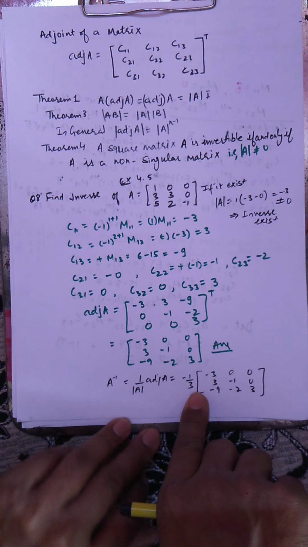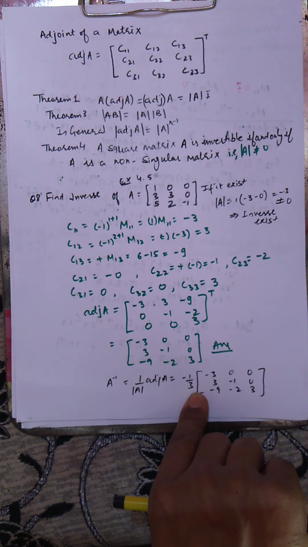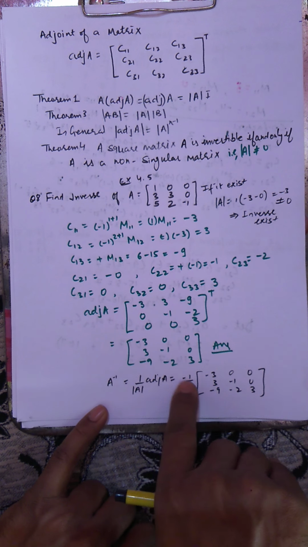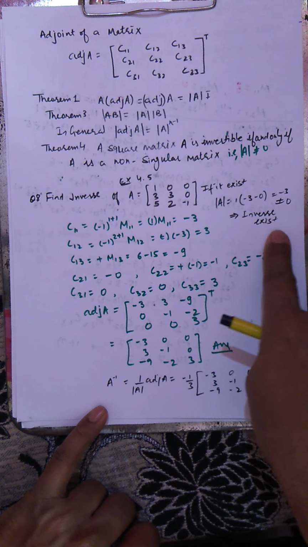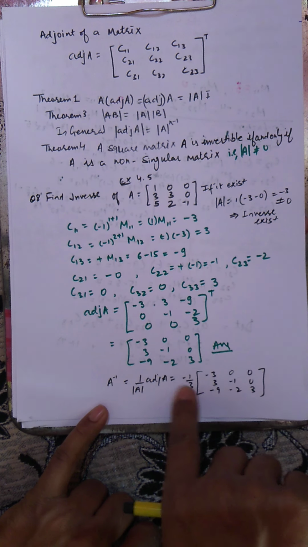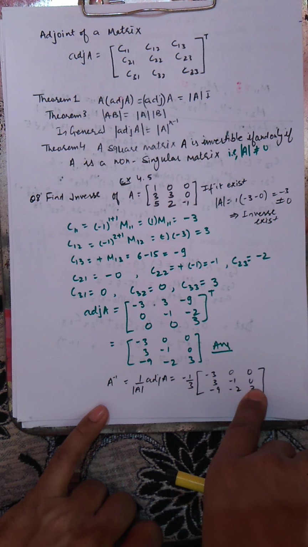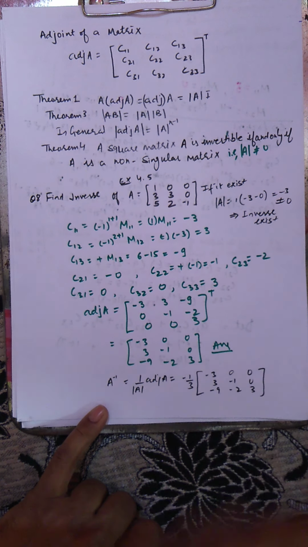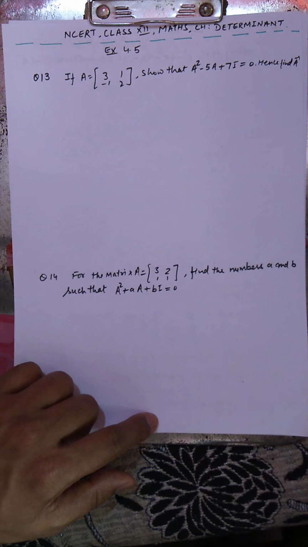The proof of how this formula comes we'll discuss in the next exercise, which is 4.6. So now you will use the formula only. So 1 upon determinant of A, where the determinant of A is -3, so this is -1 upon 3, and this is the transpose of this matrix. So this is the adjoint of A. So this is how we can find the inverse.